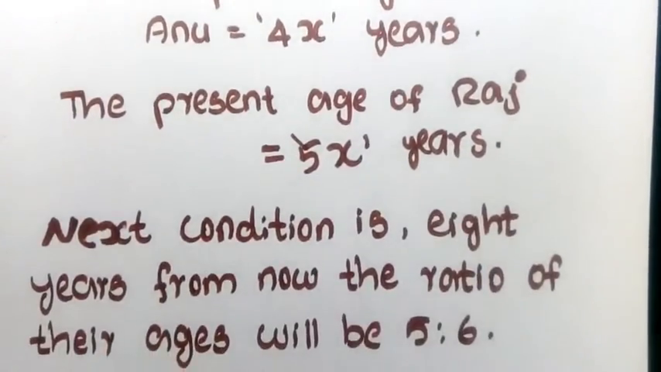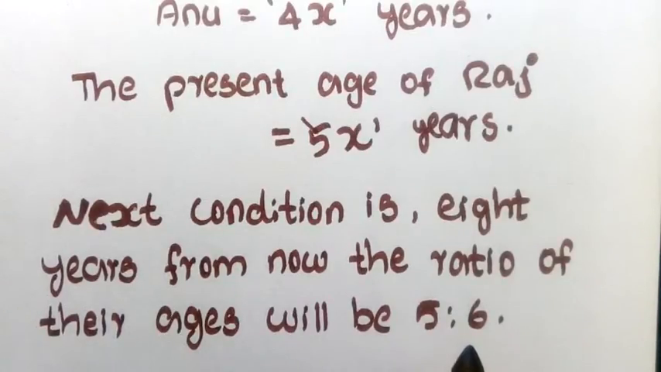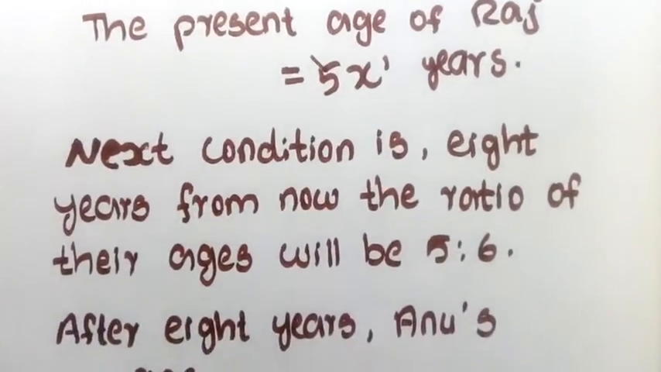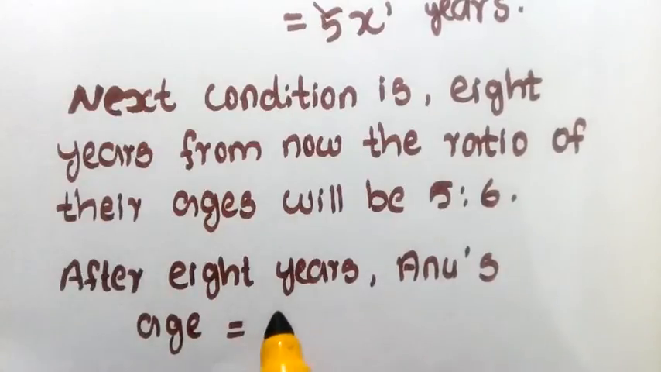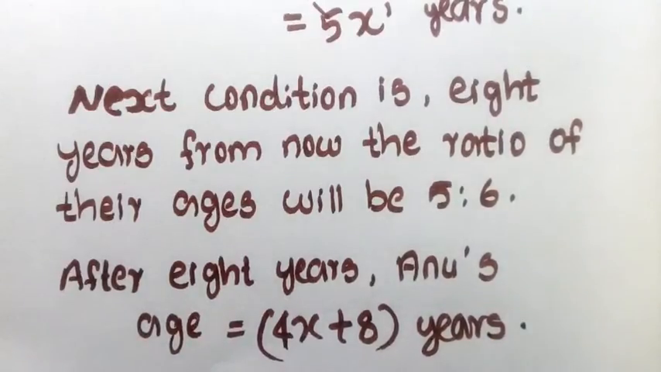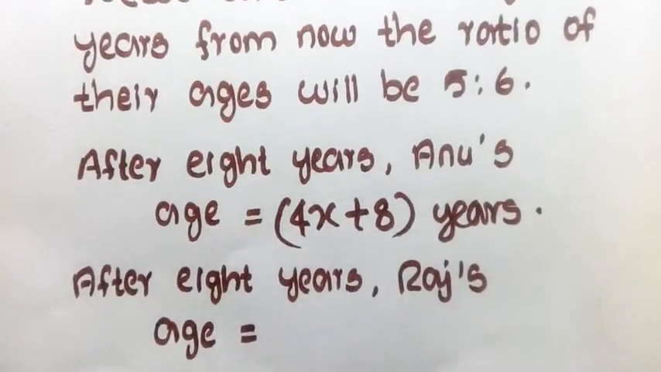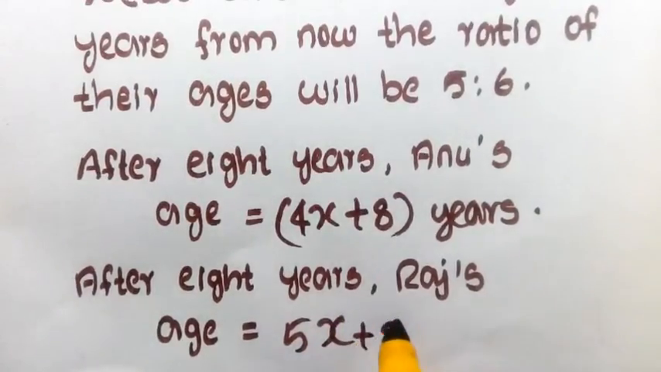Next condition is 8 years from now, the ratio of their ages will be 5:6. 5:6 is the ratio of their ages after 8 years. So we need the ages of Anu and Raj after 8 years. We taken the present age of Anu is 4x years. So after 8 years, Anu's age is equal to 4x plus 8 years. We taken the present age of Raj is 5x years. So after 8 years, Raj's age is equal to 5x plus 8 years.